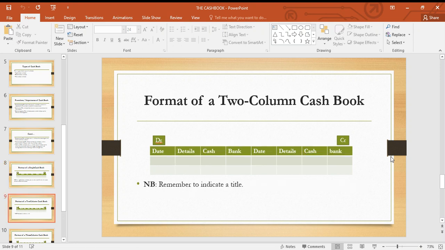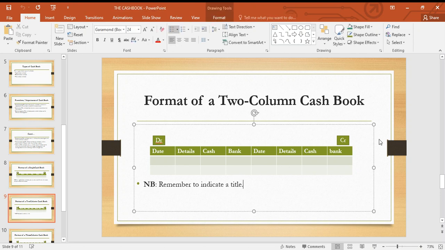Then we have the second one to be the format for a two column cash book. We have the DR side, we have date, details, cash, bank. Then on the other side, the credit side, you have the date, details, cash, and bank. So if you compare the single and double column cash book, you can realize that in the single column cash book, we only had three columns for each side, that is the debit and the credit side. But for the two column cash book, you have the sides for cash and bank.